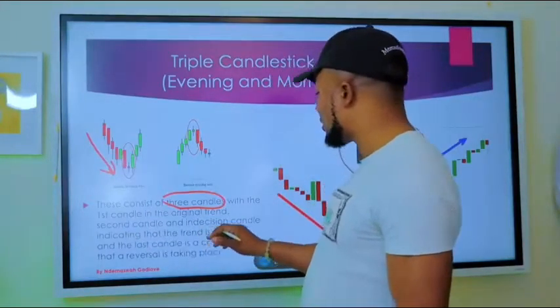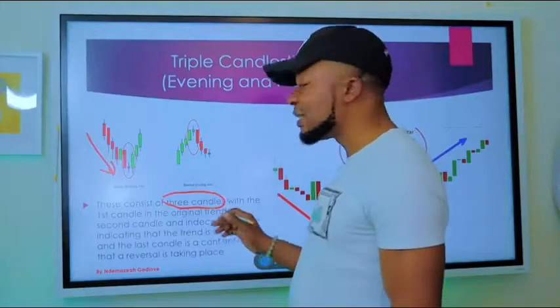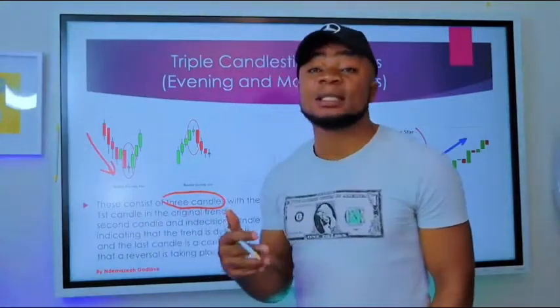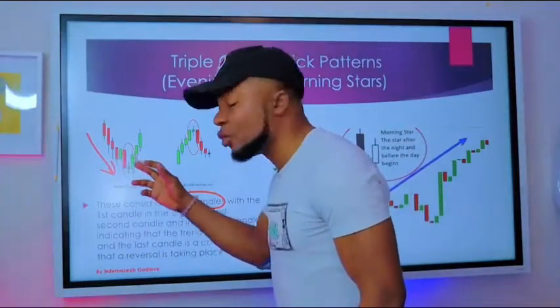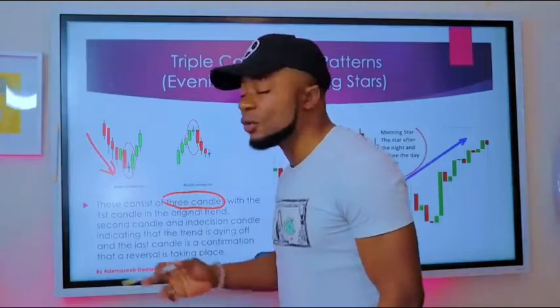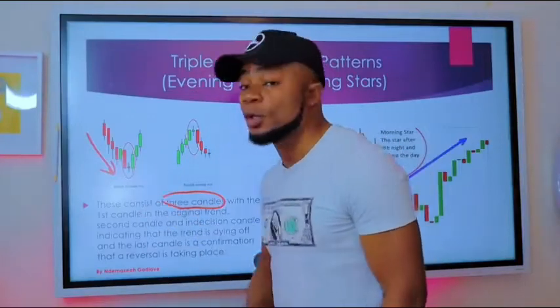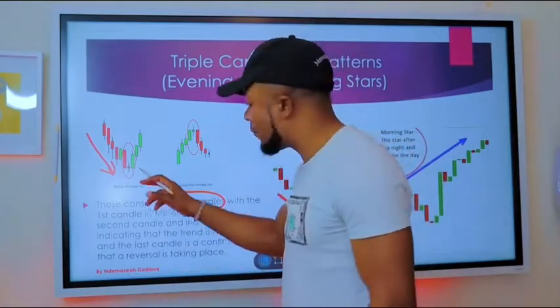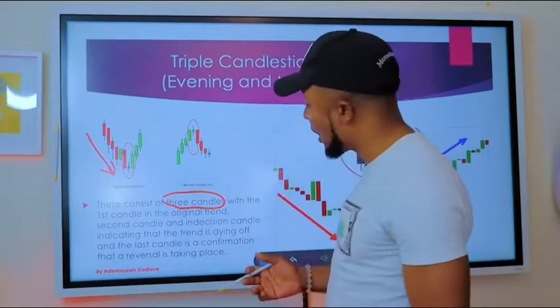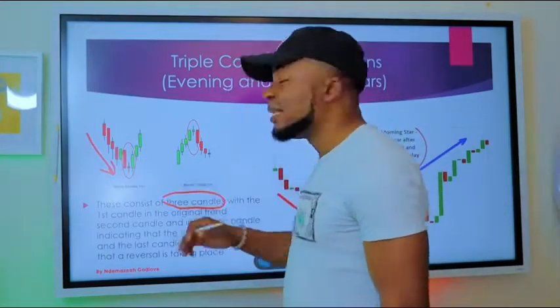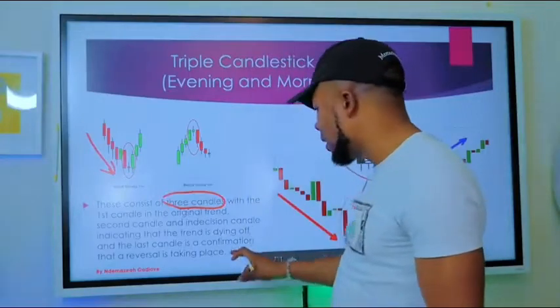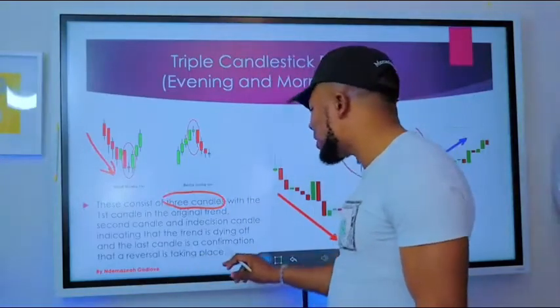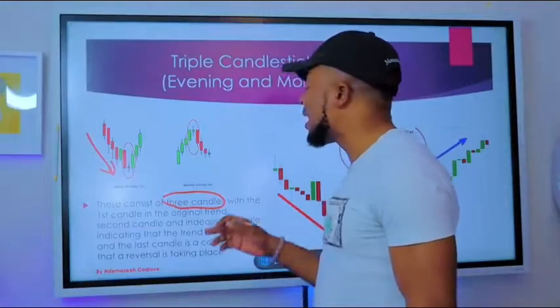The second candle is the indecision candle. I already explained to you the meaning of an indecision candle. You can see the fierce battle between the buyers and the sellers ended up with nobody winning the battle, so it forms what they call an indecision candle. Then the third candle is what they call the confirmation candle, the last candle is a confirmation or a reversal candle.